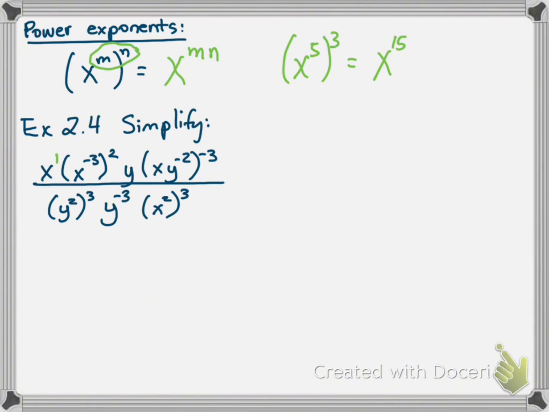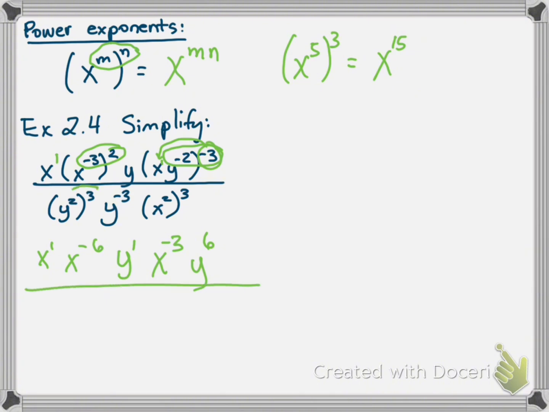So let's look at example 2.4. I have x to the 1 power here. I have this one here. So I have to rewrite that one. So let's put x to the negative 6 because negative 3 times 2 is negative 6. Then we have y to the 1 and then we have to do this one. But negative 3 also has to multiply here, where there's a 1. So x is 1 times negative 3, which is negative 3. And y is negative 2 times negative 3, which is positive 6. Same thing on the bottom. I have to multiply, so y to the 6, y to the negative 3, and x, 2 times 3 is 6.